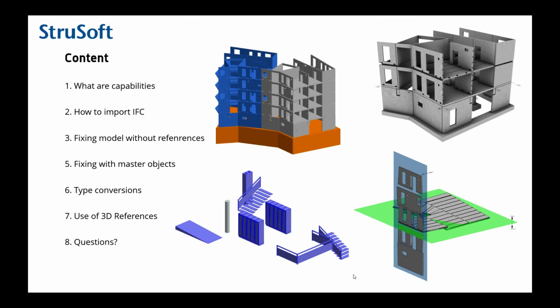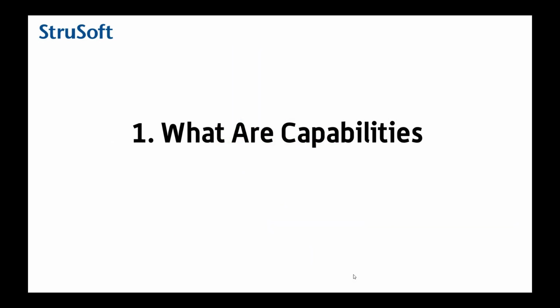And this is the content of today's presentation. So first we look at what the capabilities are, then we look at how we can import the IFC or any 3D model and make a finite element model out of it. And then we learn how to fix those models to finite element without any references, and then we try to fix them with the master objects, which is a more powerful concept. And then we do some type conversions and first discuss how you can use those 3Ds as references, and then we have a question part if you have any further questions in the end. So this is a demo part. First I just show how this works in general, and you can just follow, and then we learn how to do it afterwards.